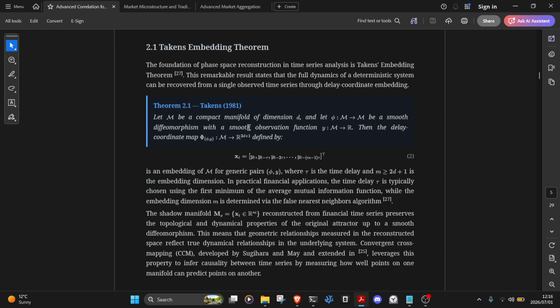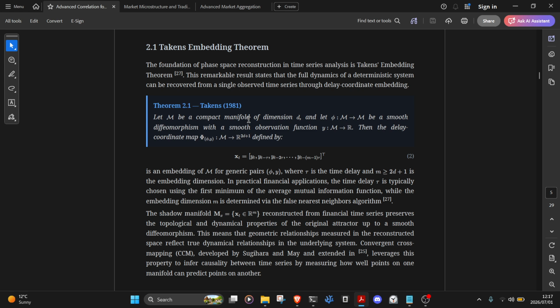But since I got the terms out of the way, let me read that theorem again. Let M be a compact manifold of dimension D, and let phi: M to M be a smooth diffeomorphism with a smooth observation function y: M to R. Then the delay coordinate map Phi_(phi,y) mapping M to R^(2D+1), defined by x_t, is an embedding of M for generic pairs (phi, y), where tau is the time delay and m greater than or equal to 2D+1 is the embedding dimension. If you still don't understand what the theorem means, I can't save you, bro.